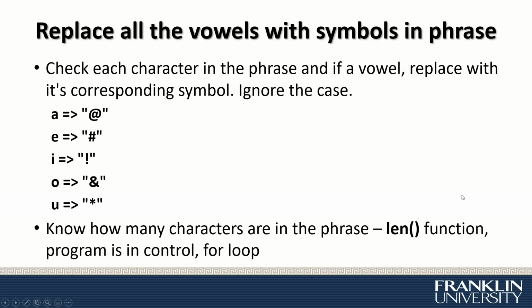How about this one? Replace all the vowels with symbols in a phrase. Check each character in the phrase, and if it's a vowel, replace it with a corresponding symbol. A to the at sign, E to the hash, I to the exclamation point, O to the ampersand, and U to the asterisk. Because given the phrase, you know exactly how many characters are in the phrase. So in this case, you would use a for loop.